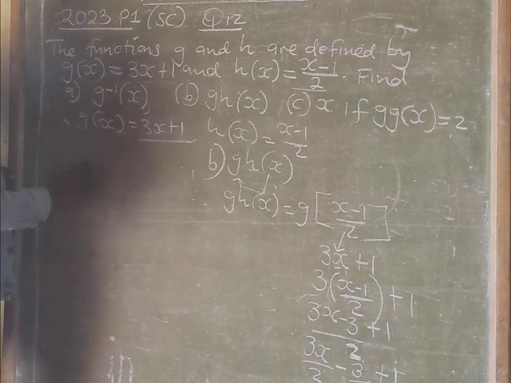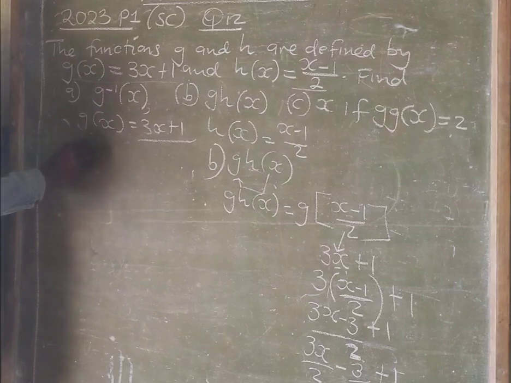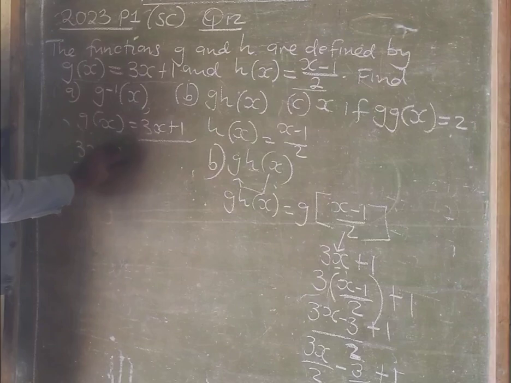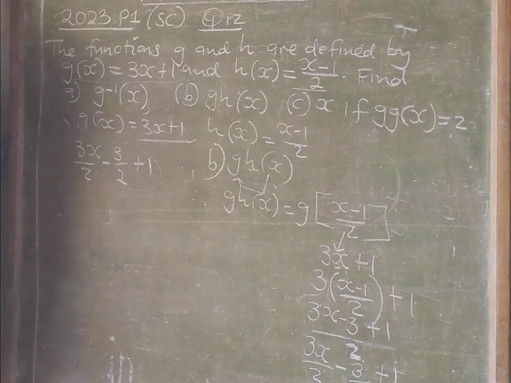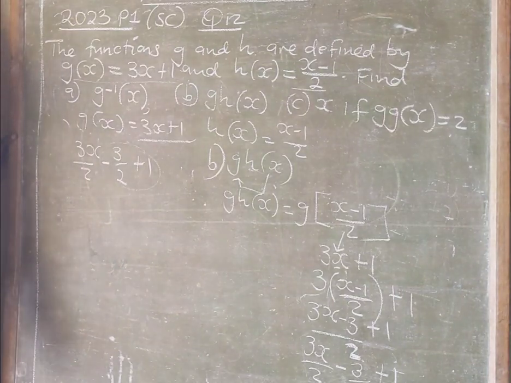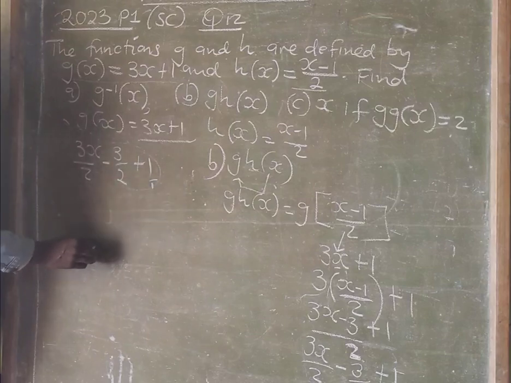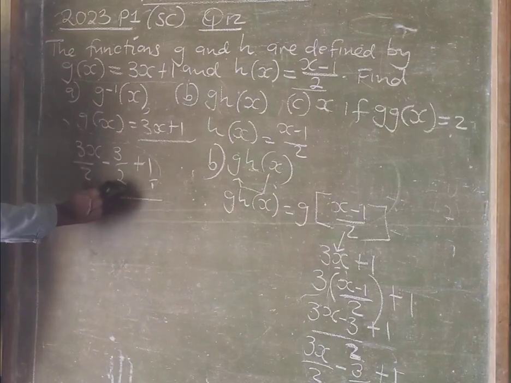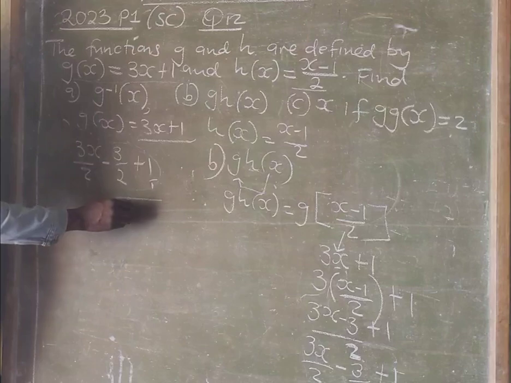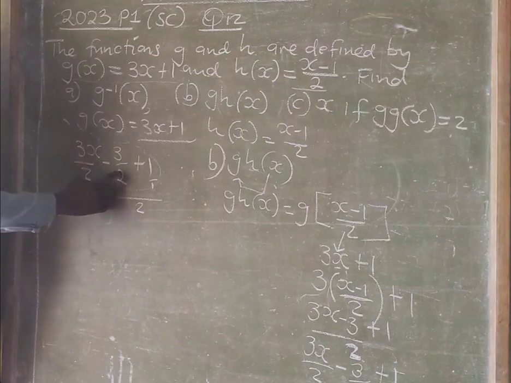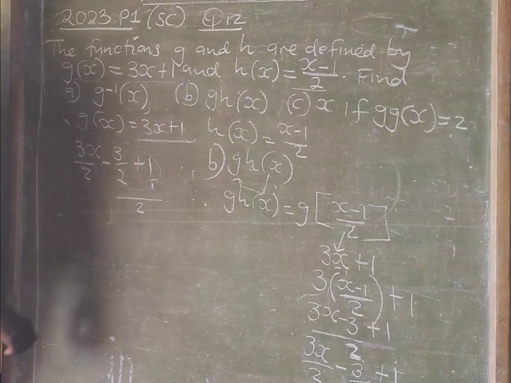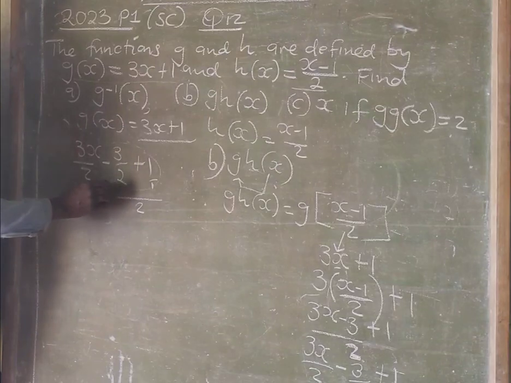So after having that part, we have 3x over 2 minus 3 over 2 plus 1. So we're going to evaluate this part. Okay. So how are we going to evaluate that part? You just balance here by putting over 1, and then you find the lowest common denominator where 2 and 1 can go into, and that is 2 itself. So 2 into this one, that is 1 multiplied by 3. So it will be 3x over 2, okay?